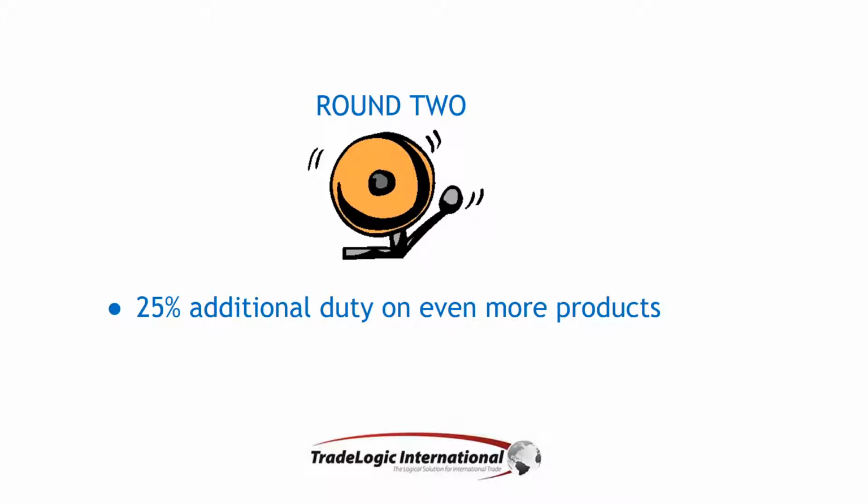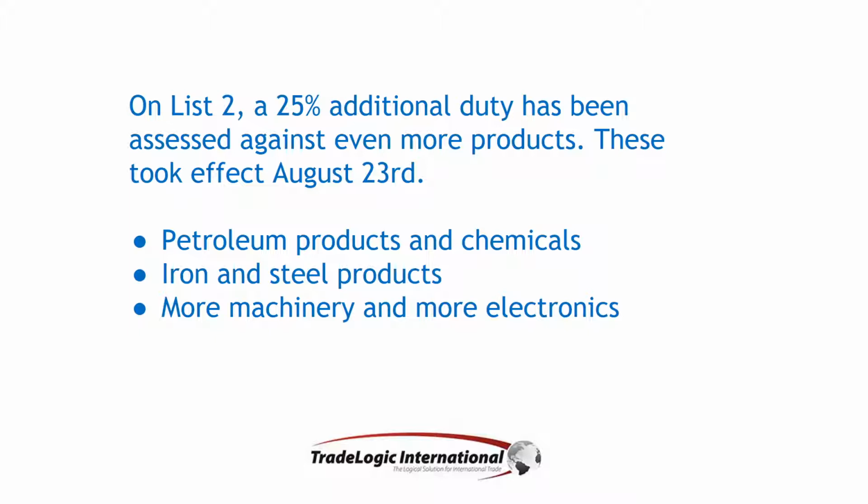Round 2, or List 2, took effect on August 23rd, and even more products were subject to the additional 25% duty. On List 2, that 25% duty was assessed against other products such as petroleum products and chemicals, iron and steel products, and more machinery and more electronics products. Actually, it added several hundred new items to the duty list, also subject to 25% additional duty.